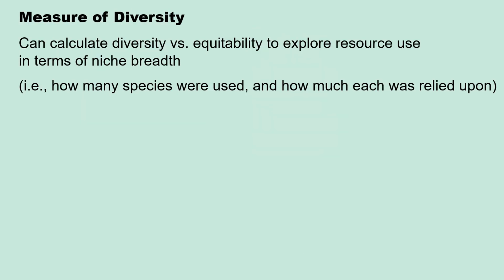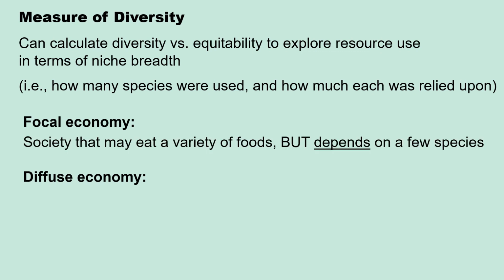You can measure diversity. You can calculate diversity versus equitability to explore resource use in terms of niche breadth. There are a number of statistical methods you can take to look at this, but basically you're looking at how many species were used and how much each was relied upon. Knowing this can tell you whether the society practiced a focal economy or a diffuse economy. In a focal economy, the society depends on just a few species, although they may continue to eat a variety of foods. Whereas in a diffuse economy, a society eats many different species without emphasizing any one of them.